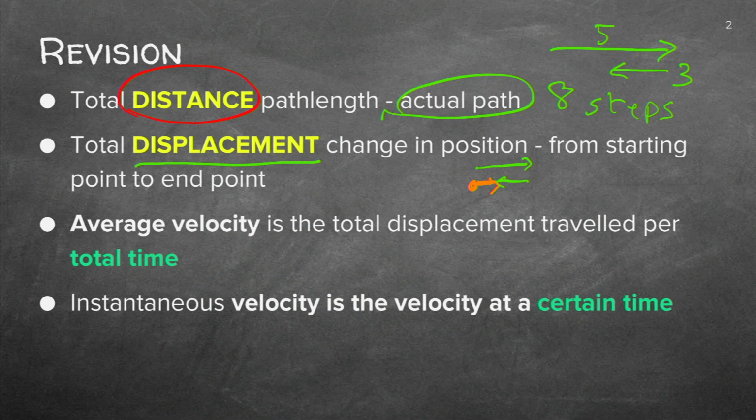So we can also calculate the average or the instantaneous velocity. Remember, velocity was the total displacement per total time. I need to know the total displacement divided by the total time, and I'll get the average. Exactly how you worked out your average on your school card.